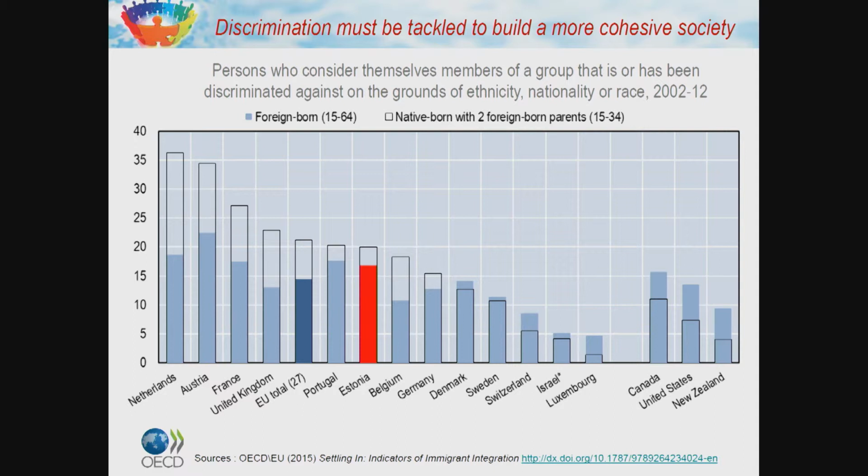What is interesting is that this is not the case in non-European countries. In Canada, the United States, New Zealand, for instance, immigrants feel more discriminated than their children. It's a self-perception of discrimination, so it's a survey question. But in Europe, it is the other way around, which is maybe the biggest issue that we have to face. So we really need to tackle discrimination to build a more cohesive society, because otherwise the next generation will consider themselves more and more discriminated.